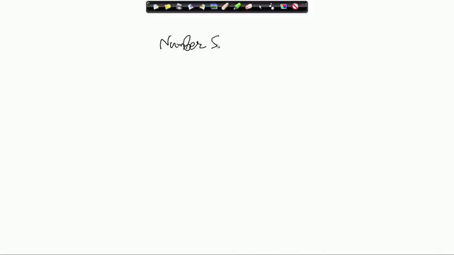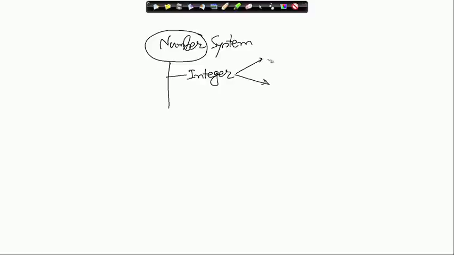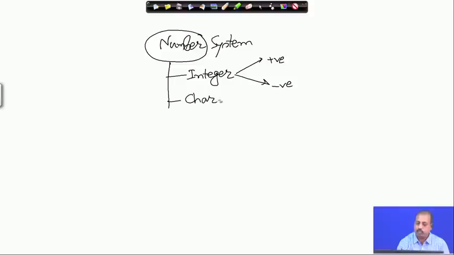Number system talks about how a number is stored inside the computer system. As you know, when I say number, it can be of different types. It can be an integer number, and this integer can again be a positive integer or a negative integer. Similarly, we have characters. They are used for storing character strings, like the name of a person, an address and so on.